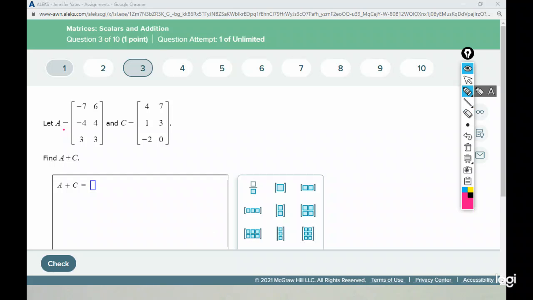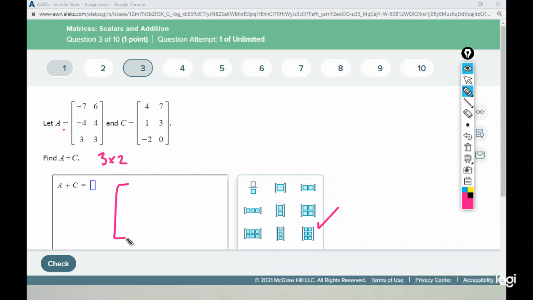All right. So this says A plus C. The only way you can add matrices is if they have the same dimensions. They were both 3 by 2, right? That means we can add them together. If they're 3 by 2s and we're adding, they're going to end looking like a 3 by 2. So what do I need to grab? That guy right there, right?